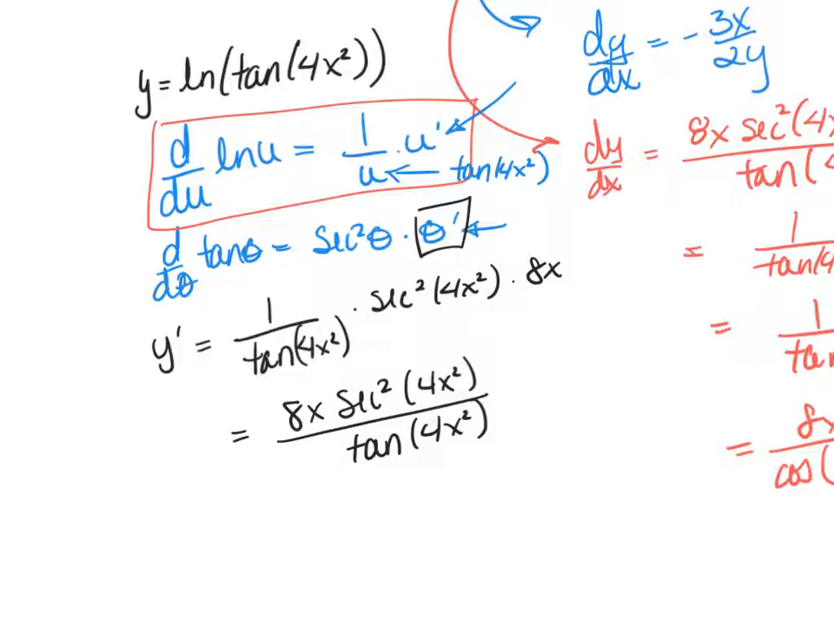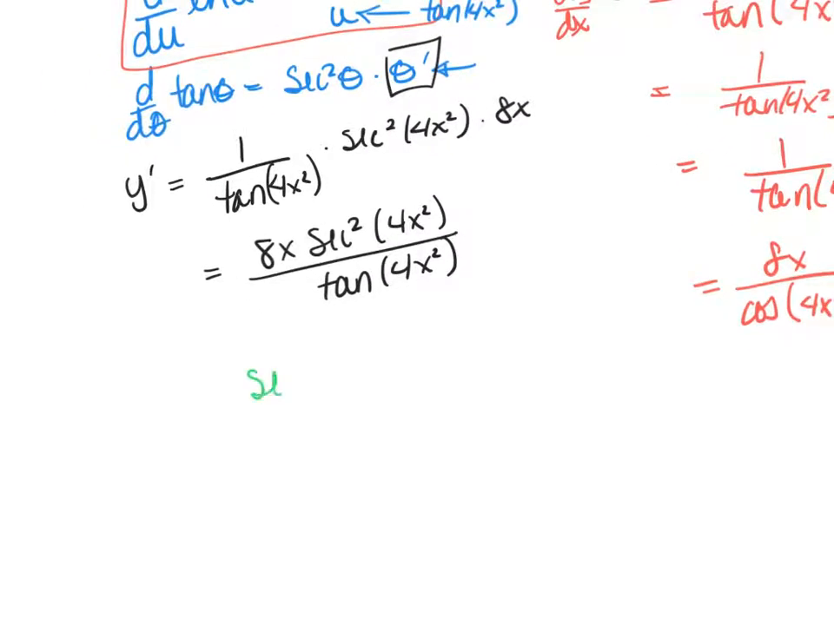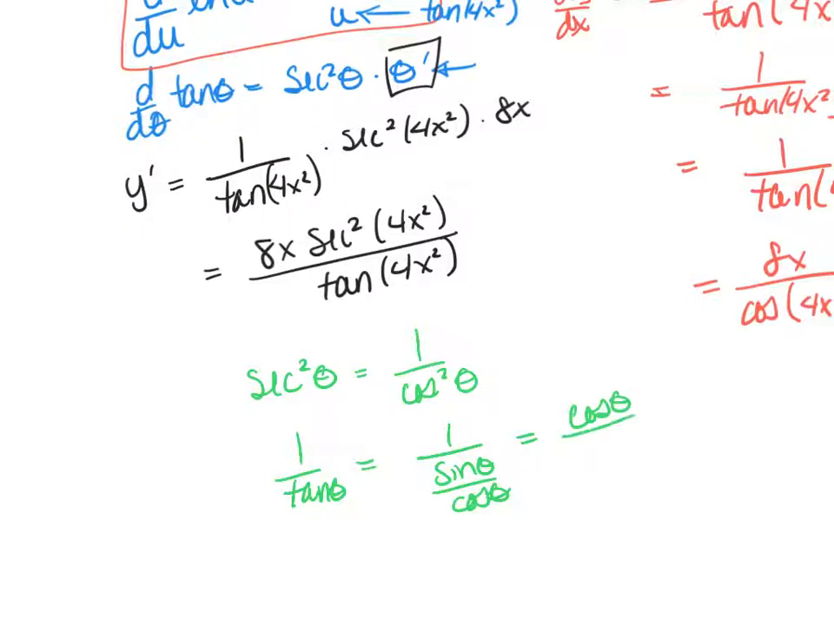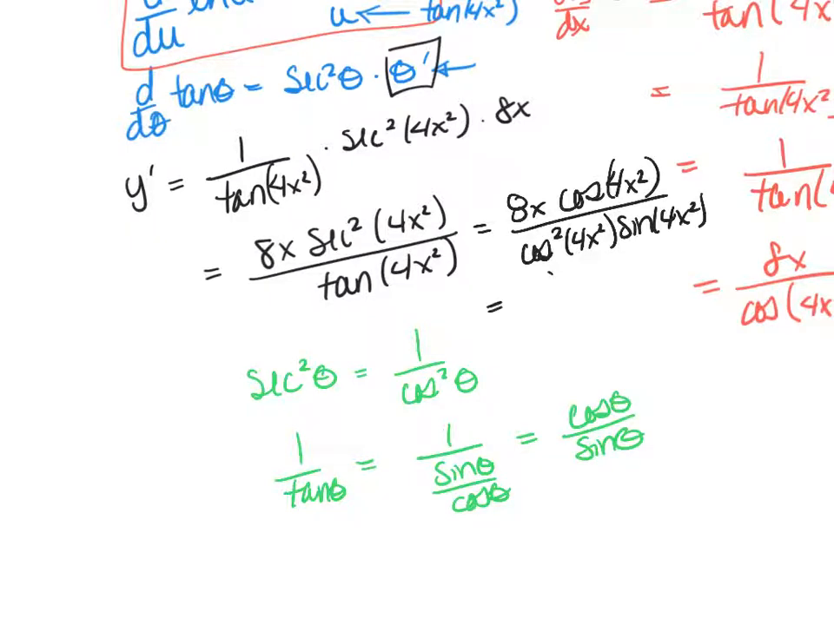Now, if you decided that you would like to clean this up with the trig functions that we know, then doing the cleanup, I know the secant squared of the angle is 1 over the cosine squared of the angle. And if I have 1 over the tangent of the angle, then this is the same thing as 1 over the sine of the angle divided by the cosine of the angle, which is just the cosine of the angle divided by the sine of the angle. So knowing all of this, then this is going to be equal to 8x, the cosine of 4x squared, over the cosine squared of 4x squared, the sine of 4x squared. So my final answer, if I decide to clean it up, is 8x divided by the cosine of 4x squared, the sine of 4x squared.